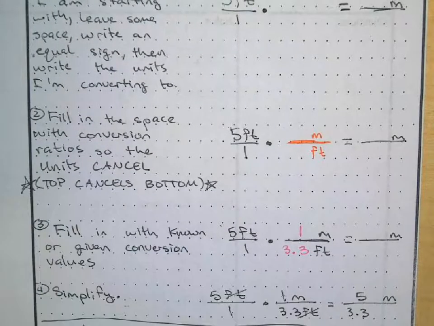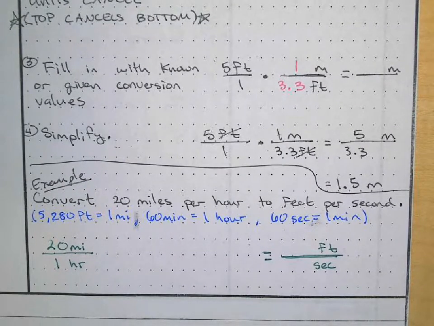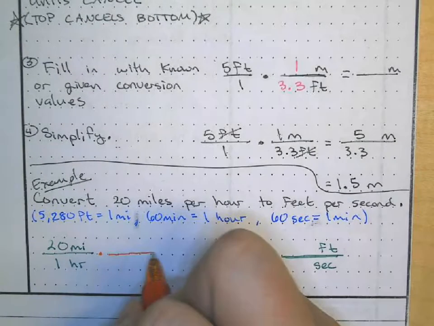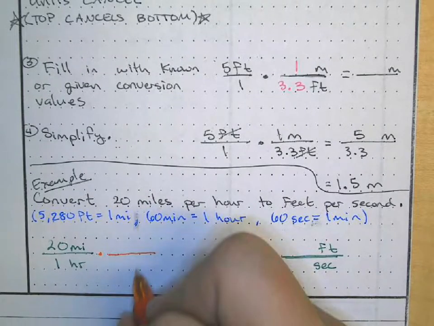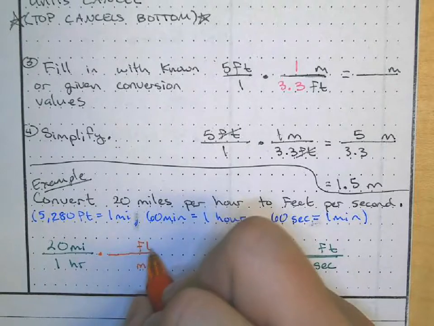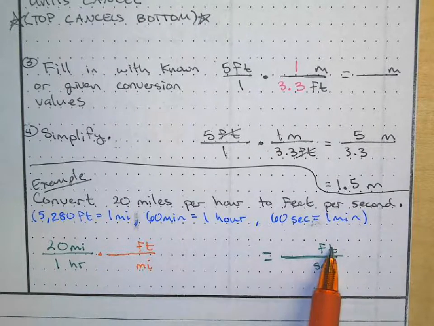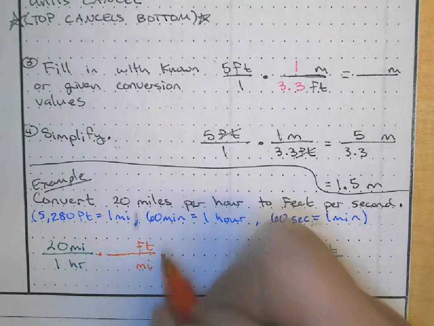So now this is where I fill in my space with conversion ratios so the units cancel. Remember, top cancels bottom. So I'm going to fill in my space so I can cancel my units. So I need to get rid of miles, so miles go on the bottom. And I'm converting miles to feet, so I'll put feet on top. Now look, my miles will cancel, and then my feet are on top. So I feel pretty happy about that conversion.